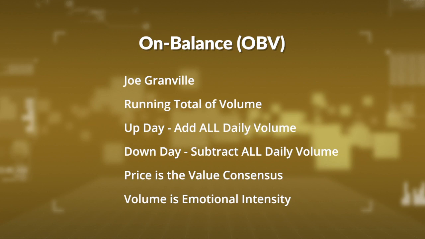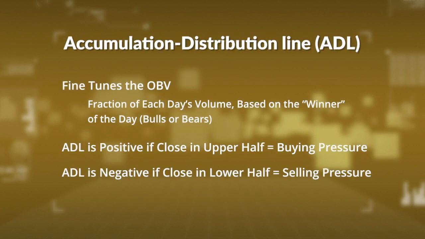So it's a much easier calculation now. It's basically a running total of what's going on with volume. If you have an up day, you take all the volume from that day and you add it to your cumulative total. On a down day, you just subtract all of the volume. Price is the value of the consensus, but volume is the emotional intensity about what's going on with price. So that's what you use on balance volume for, and you can start seeing those trends. All right, so let's look at the next one.